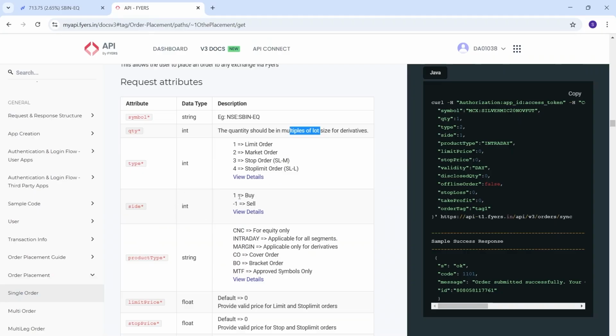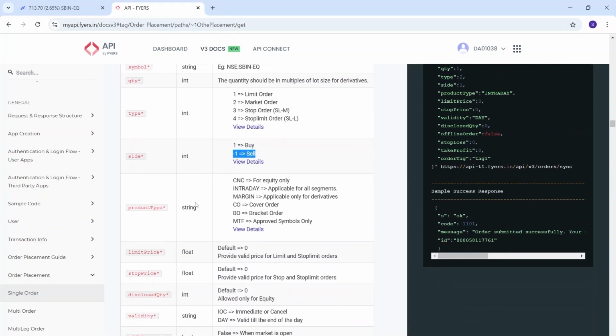Then is the side. If I put 1, that means I want to buy. If I put a -1, that means I want to sell. Then is the product type, which means I want to do it on intraday basis or a swing basis. So for intraday, I will write intraday for all these segments. And if I want to hold a trade, then for equity, I will use CNC, and for FNO, I will use margin. There is something called a cover order or bracket order also that I will discuss in the next videos.